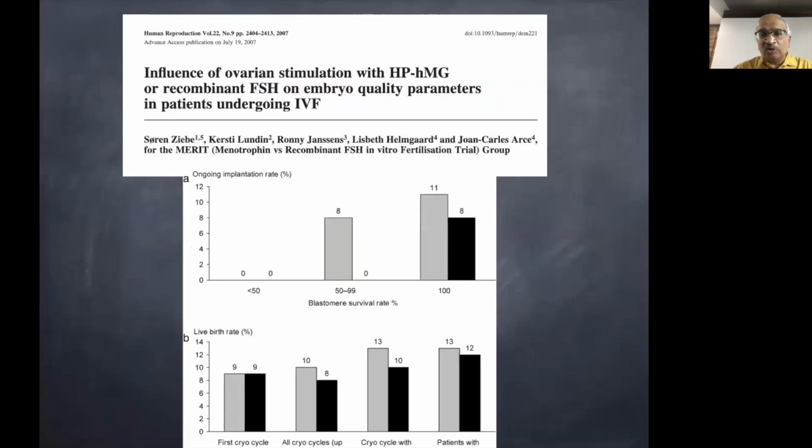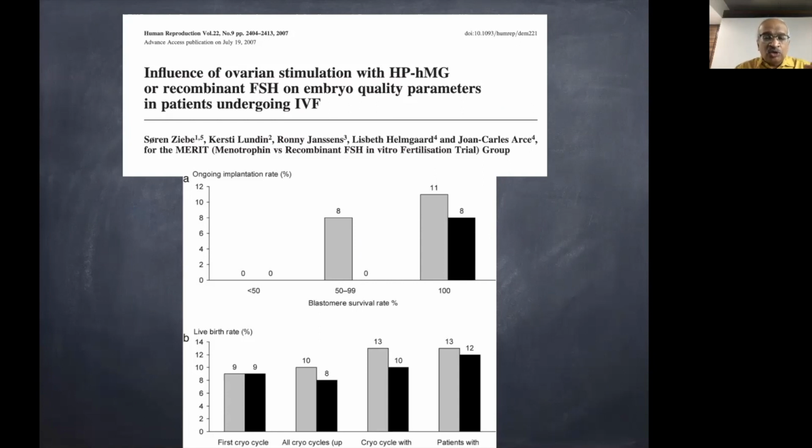And when we talk of top quality embryos today, we are talking about the cryo survival, because a lot of our cycles are freeze-all cycles. And if you look at this particular study about whether to use HMG-HP or recombinant FSH on the embryo quality parameters, they went through the studies published by the MERIT trials, and they found that the HMG-HP, the gray bars, had more blastomere survival rate compared to the recombinant FSH.